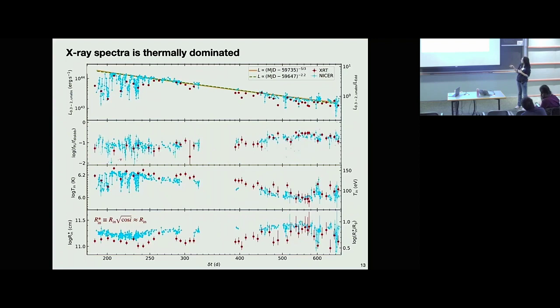The bottom two panels show the inner disk temperature and the apparent inner disk radius. But because we know that inclination is small, this is a good approximation of the inner disk radius. You can see that the drops in the luminosity are very strongly correlated with the drops in the inner disk temperature, whereas the inner disk radius remains relatively constant at 2 times 10^11 centimeter.